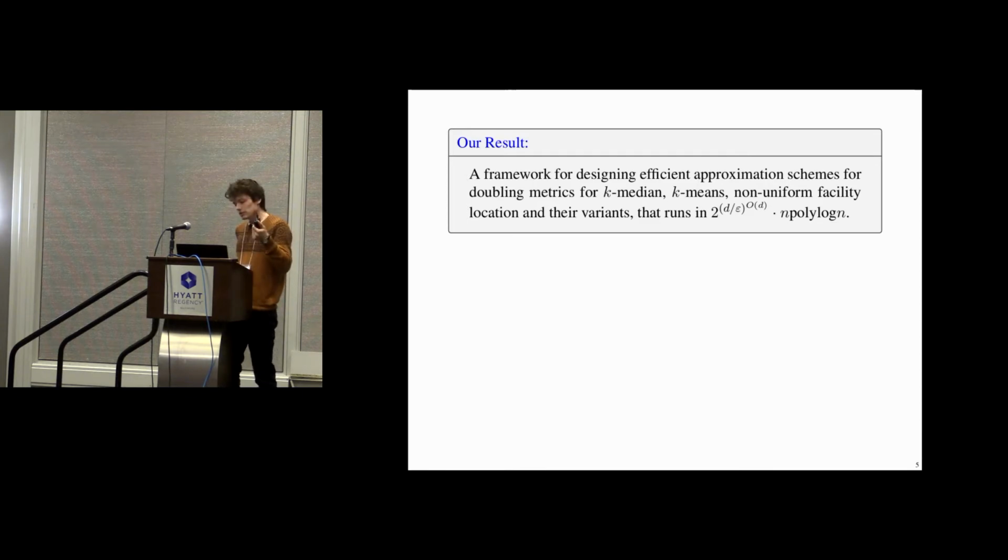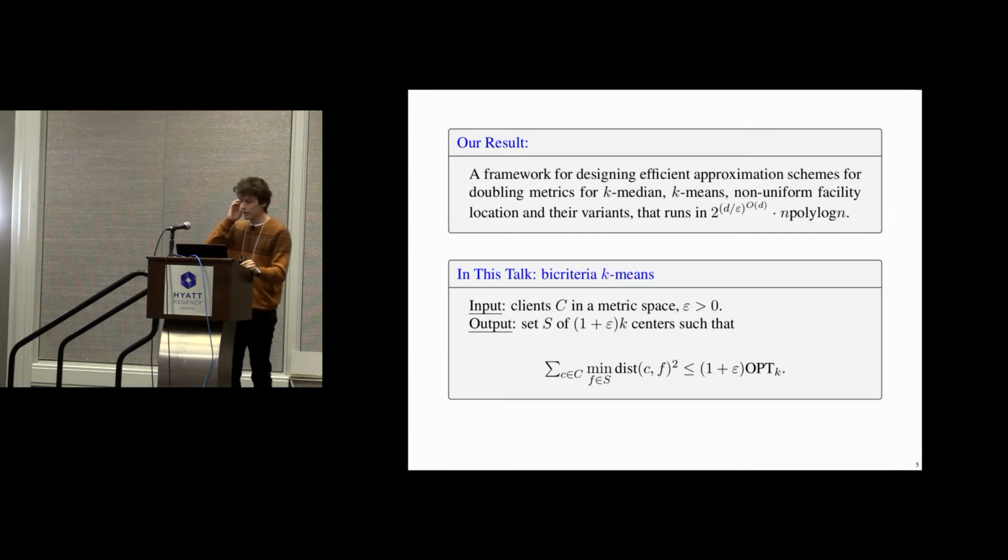So I'm going to try to present a framework for designing efficient approximation schemes for a bunch of clustering problems that run in that complexity, which is said to be fast. And in the talk, I'm going to focus on bicriteria k-means. So I'm going to allow the algorithm to return slightly too many centers. I'd be happy with 1 plus epsilon times k centers if the objective function is less than the optimal with k centers. And in the paper, we show how to remove this epsilon fraction of extra centers, but it's getting technical.